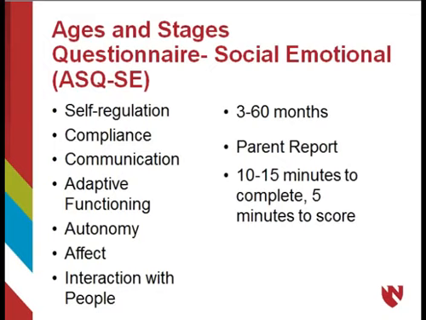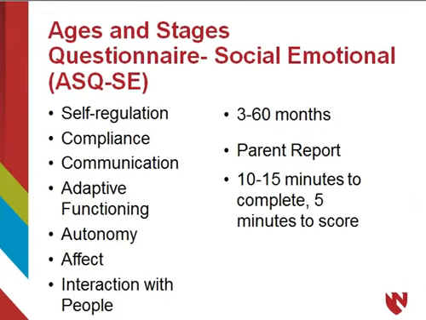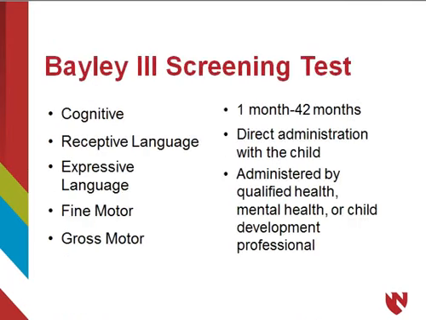The ASQSE is for children 30 to 60 months. However, there's different forms for specific age groups, and the age groups are 6 months, 12 months, 18 months, 24 months, 30 months, 36 months, 48 months, and 60 months. The ASQSE takes about 10 to 15 minutes for parents to complete and then about 5 minutes to score.